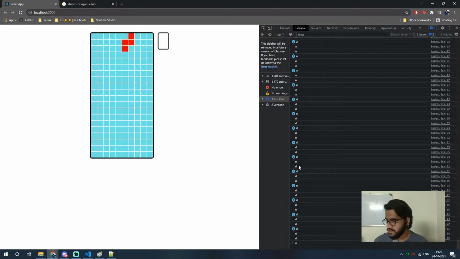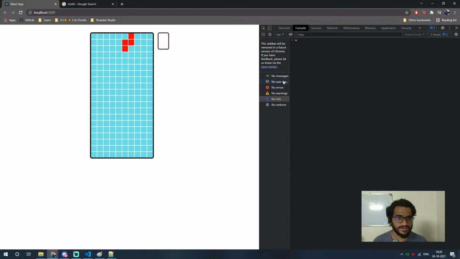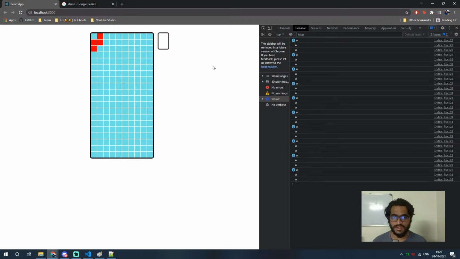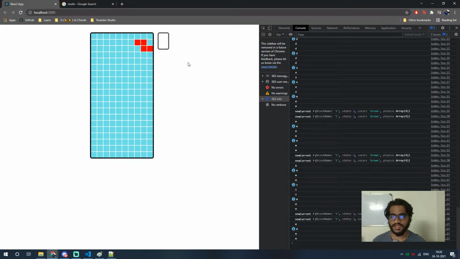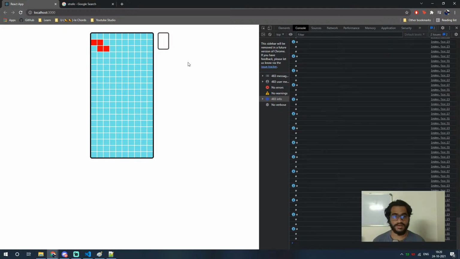You can see what I'm pressing right here, right? So here if I'm pressing A, you can see it on the console, and when I'm pressing D, it is going right, and rotation is also working fine. I'm literally amazed with how this is panning out.